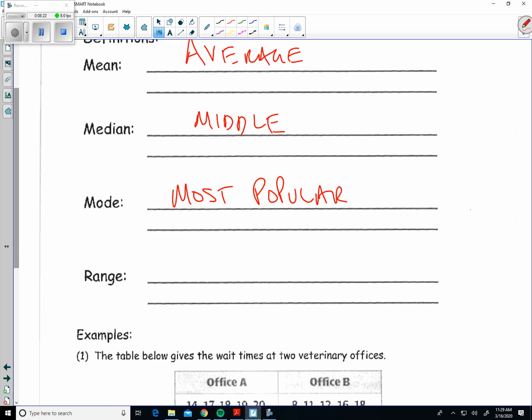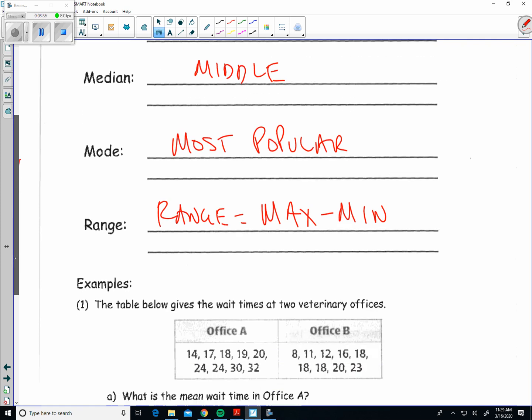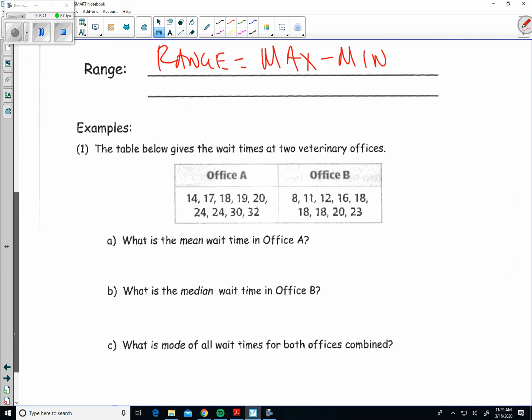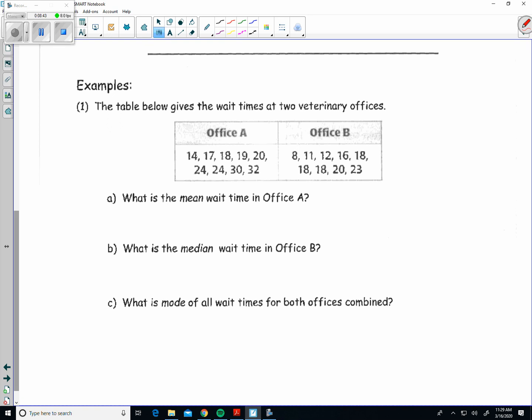And the range has a nice little formula for it, which you guys could think about with the temperature outside. What's the high temperature? What's the low temperature? What's the difference between them would represent the range, and that's, of course, max minus min. We got some nice, straightforward problems here for you. I'll let you guys take a look at that for a second.